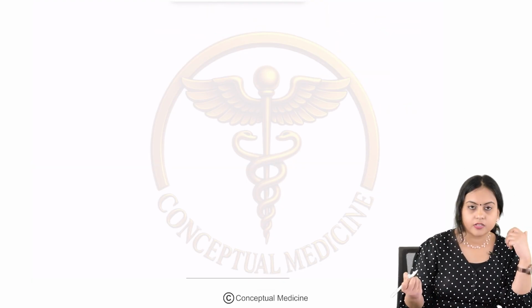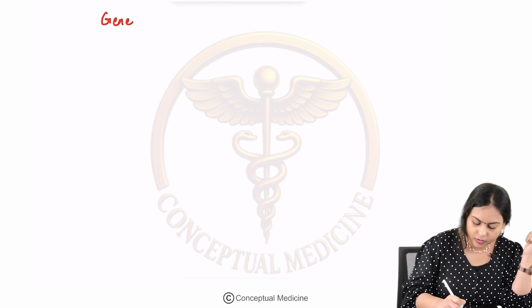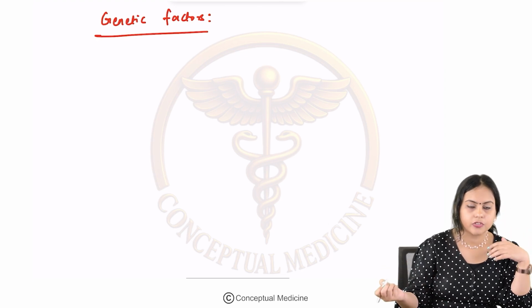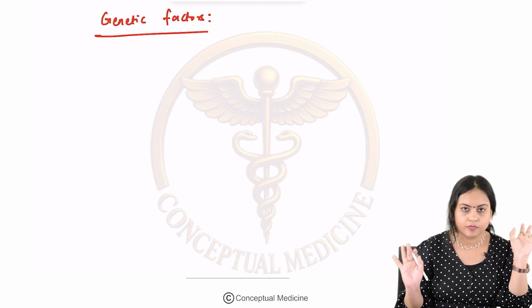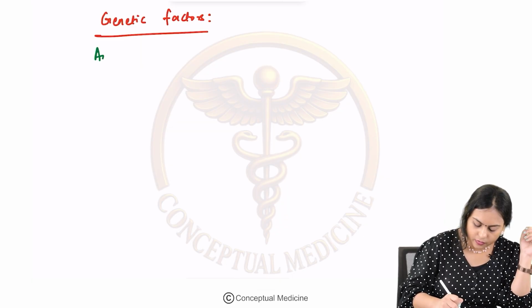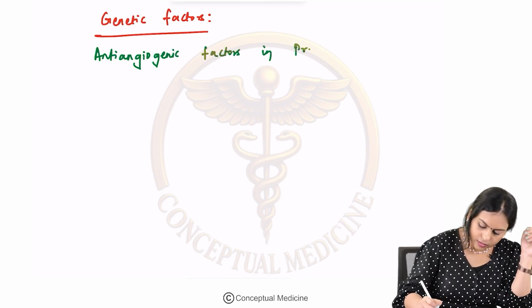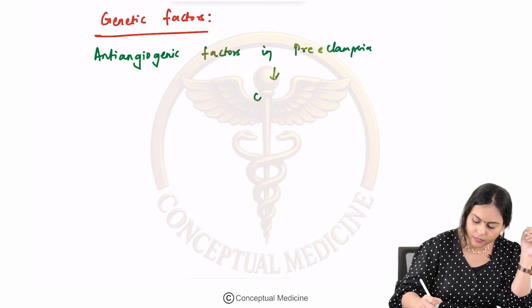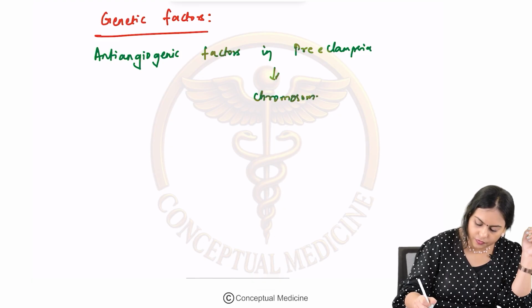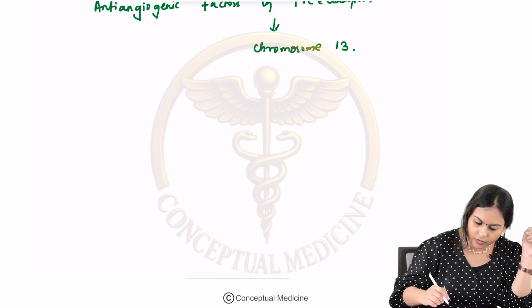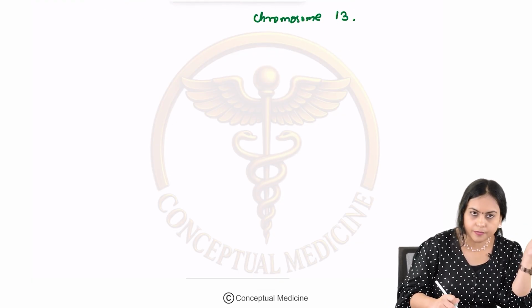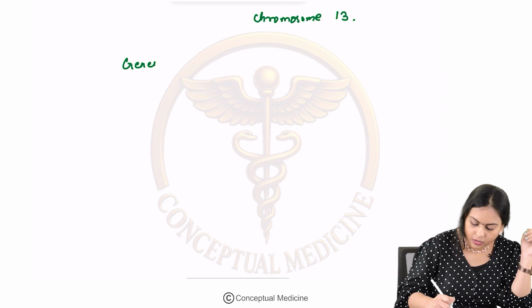Right? Next we will see some genetic factors. See, genes for anti-angiogenic factors for preeclampsia is located on chromosome 13. Okay. So, anti-angiogenic factors in preeclampsia is located on chromosome 13.